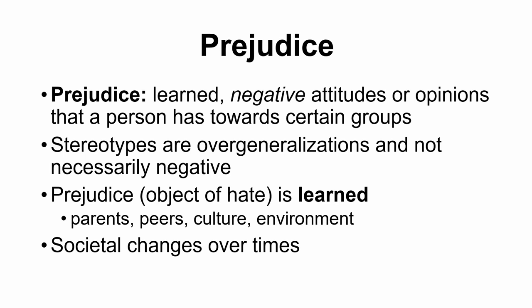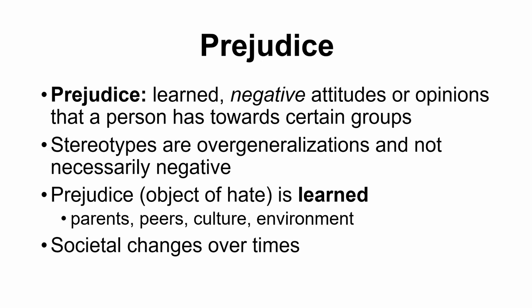Prejudice is learned, and specifically it is negative attitudes or opinions that a person has towards certain groups. Again, these groups can be formed based on any kind of characteristic or trait that someone deems worthy of grouping people by. So while stereotypes are overgeneralizations, not necessarily negative, prejudice is learned and always negative. We learn this from exposure to parents or peers, our culture and environment. So this isn't something that occurs naturally.